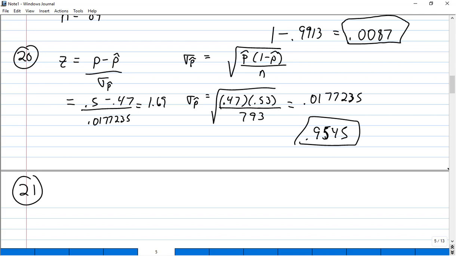All right, number 21. Let's see what that is.